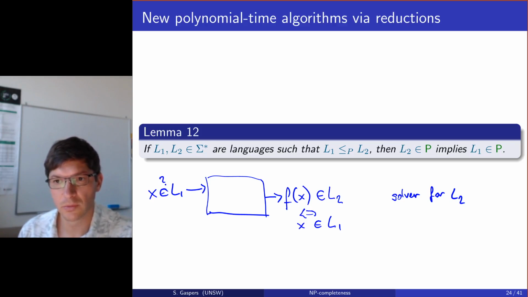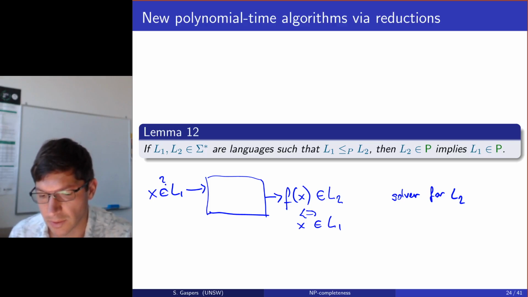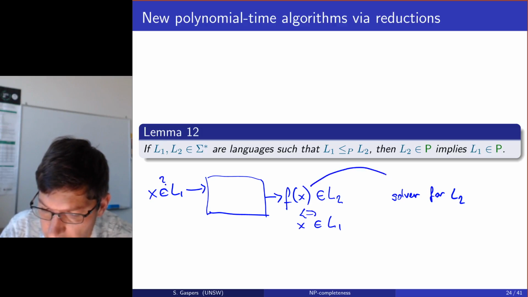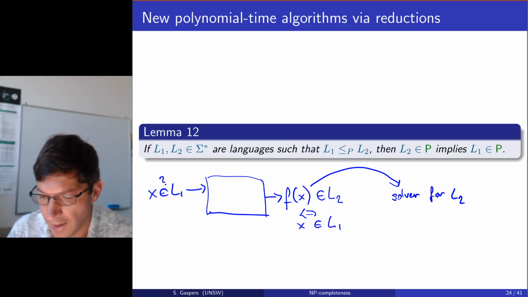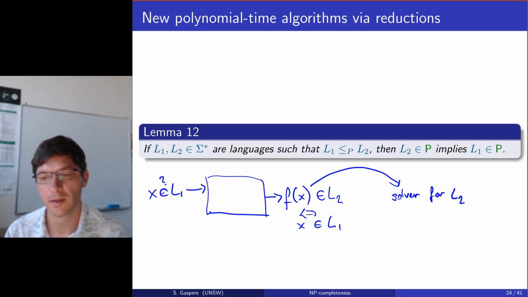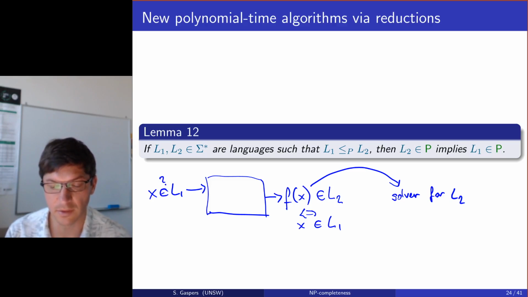And our reduction works in polynomial time, right? So we have that f of x is in L2 if and only if x is in L1. So what we can do now is take this f of x and feed it to our solver, and if the solver says f of x is a yes instance for L2, then we know that x is a yes instance for L1. If the solver says that f of x is a no instance for L2, then we know that x is a no instance for L1. So we can solve the L1 decision problem.